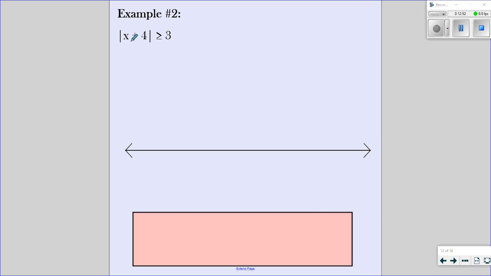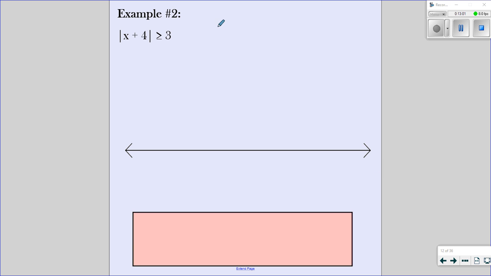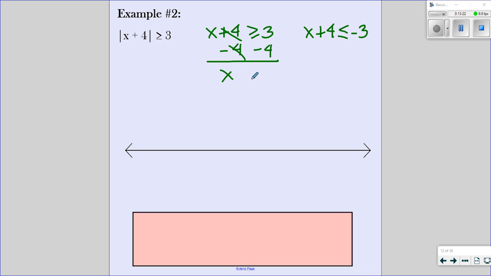So we have the absolute value of x plus 4 is greater than or equal to 3, and we're going to solve for it. So again, you're going to have two inequality statements. So this one will be the original, and then the other one, the symbol is going to flip, and then you're going to negate the distance, negate 3. So again, you straight solve, and this will give you negative 1.